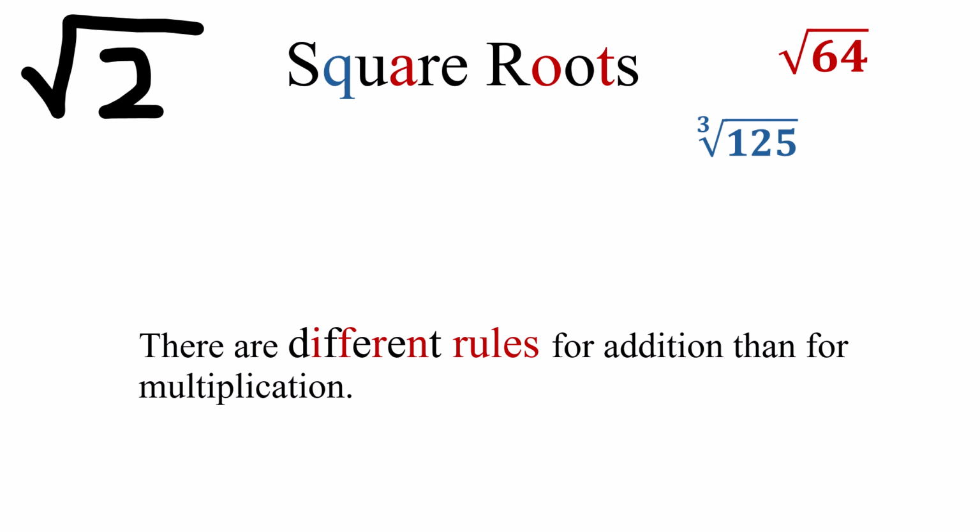Good evening. Square roots like this are not so complicated. And when I say like this, it's kind of straightforward. 8 times 8 is 64. The square root of 64 is 8.